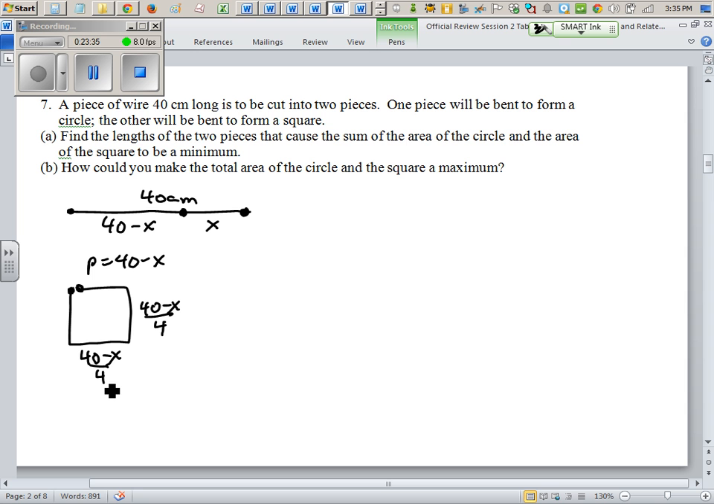And in this problem, we are actually going to be trying to cause the sum of the area in the square and the circle to be a minimum. So this question is really all about area. So maybe we should write down the area of our square. What is the area of the square?